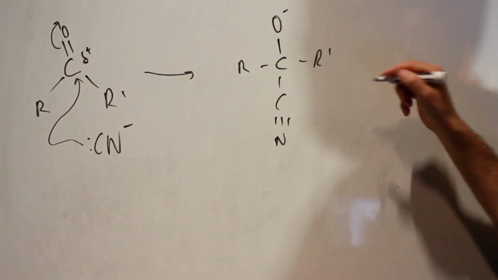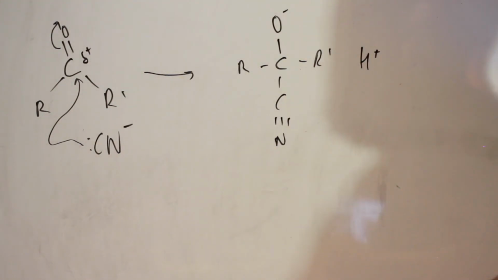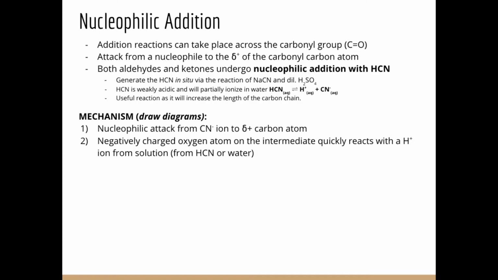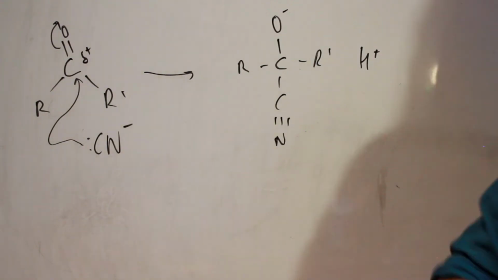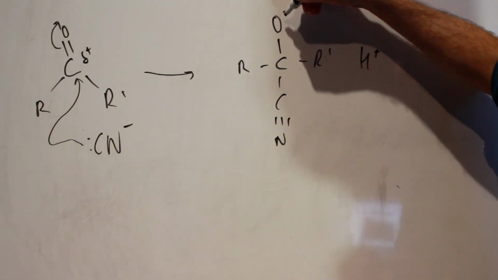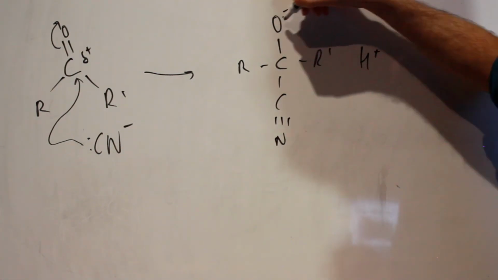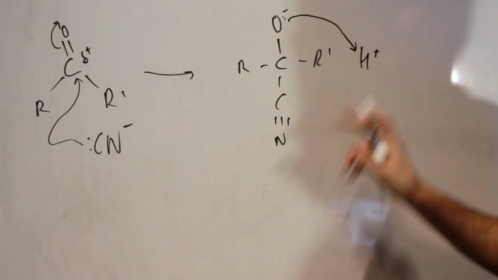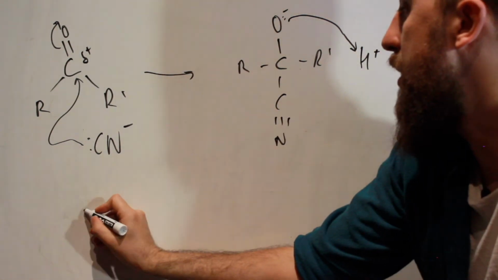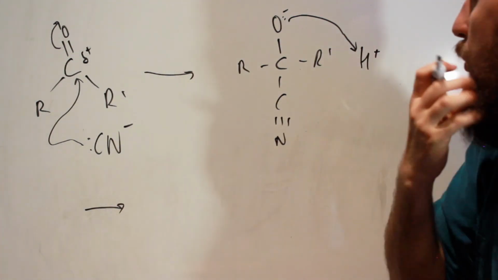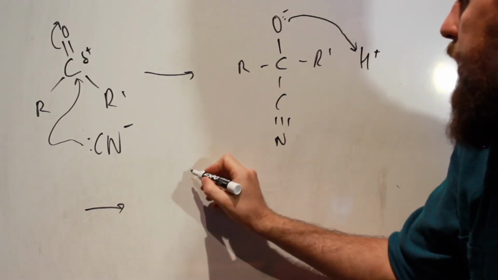So what this can do is this can pick up a H+ from the solution, whether that's from water or whether that's from the ionization of the hydrogen cyanide. It's just going to very quickly react, find a H+, and we will form the alcohol. So these electrons, lone pair of electrons on the oxygen, come down, form the new bond with the hydrogen, and we end up with this type of product, which I might draw just slightly differently here.